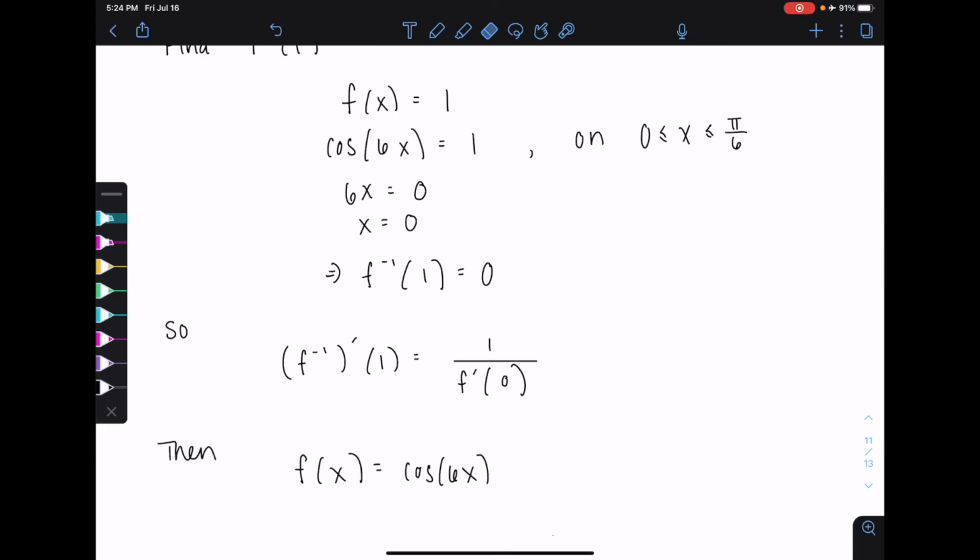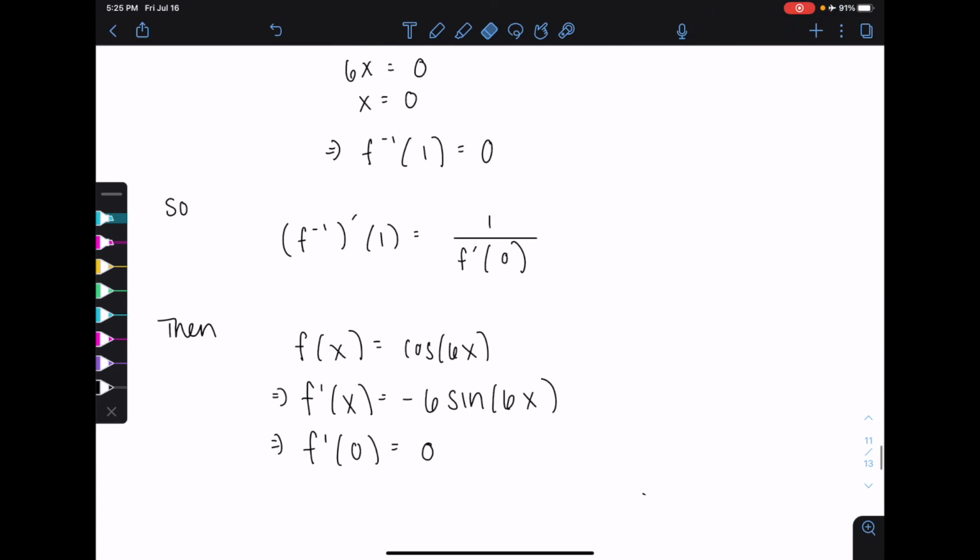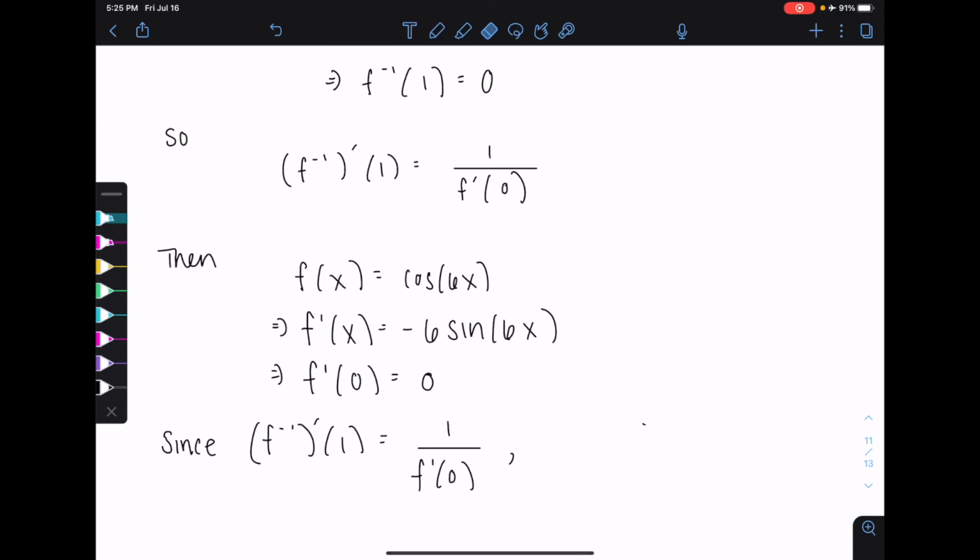So if we have f of x equals cosine of 6x, the derivative will be negative 6 sine of 6x. And I run into a bit of a problem. If I plug in 0, I get sine of 0, which is 0. So if I try to take the reciprocal of this, I get 1 over 0. Ultimately, that means it's undefined. So I would get 1 divided by this. Unfortunately, my inverse function does not have a tangent line when x equals 1.